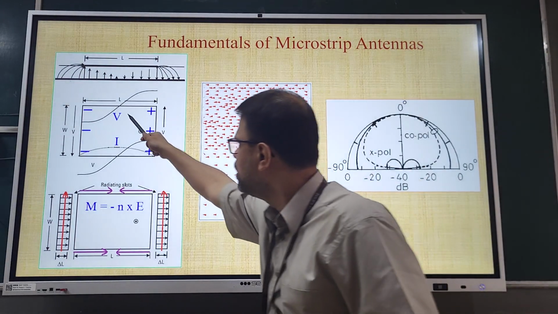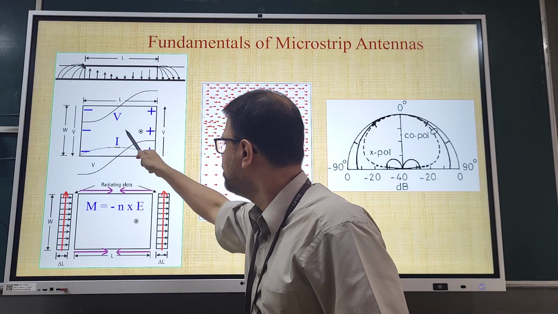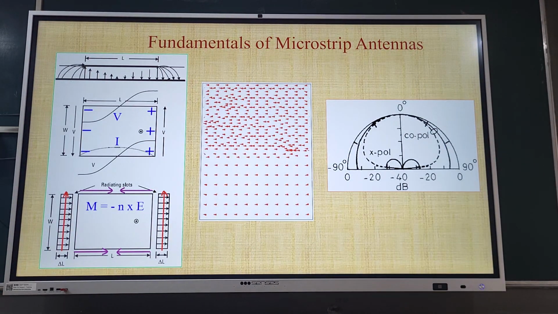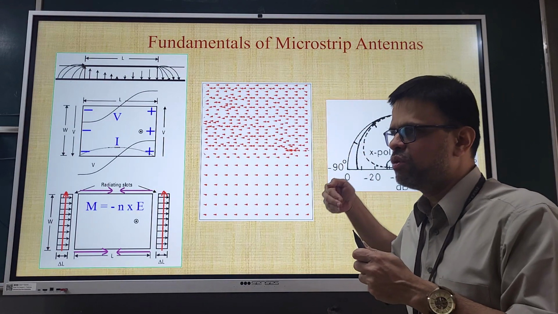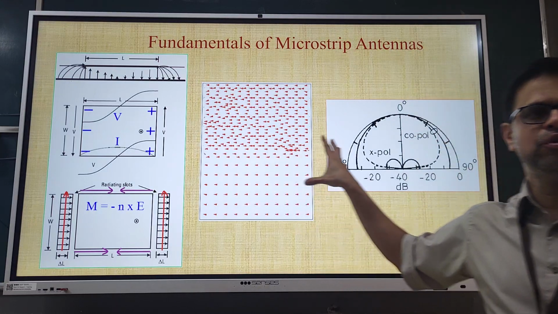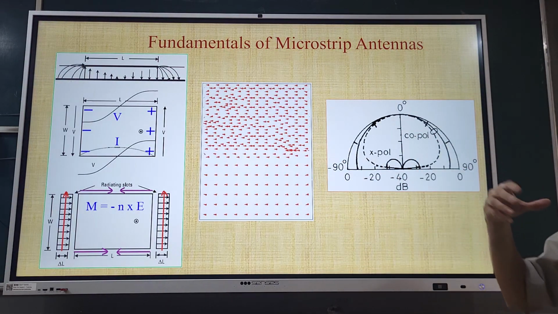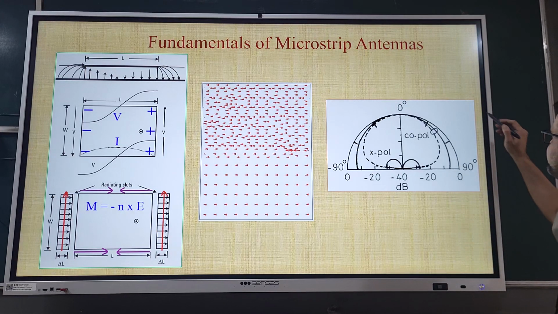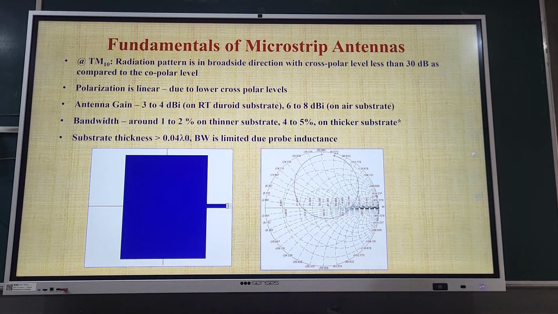In fact, I have shown the voltage and current waveforms, as well as the field polarities. This is the respective surface current distribution and the radiation pattern plot. Just to maintain the continuity with respect to the higher order mode discussion, I have just brought these few slides again rolling, so that the continuity with respect to higher order mode can be established. Okay, so this is roughly a TM10 mode. Radiation pattern is broadside and the cross polar level is this.